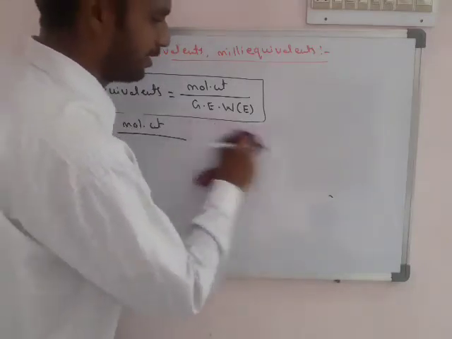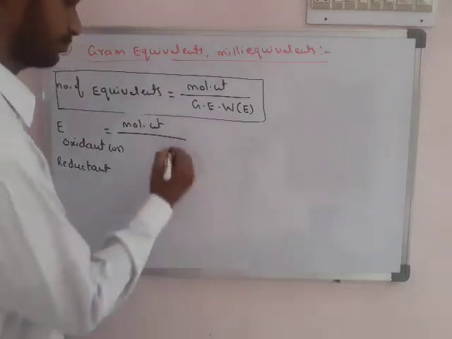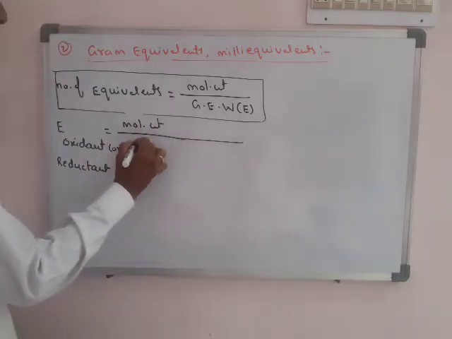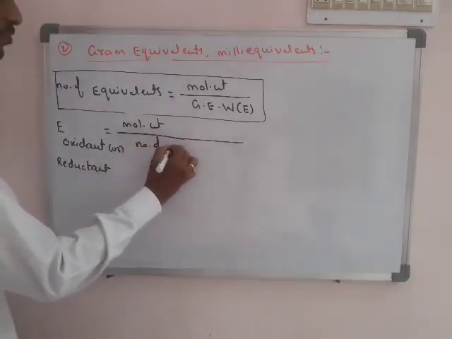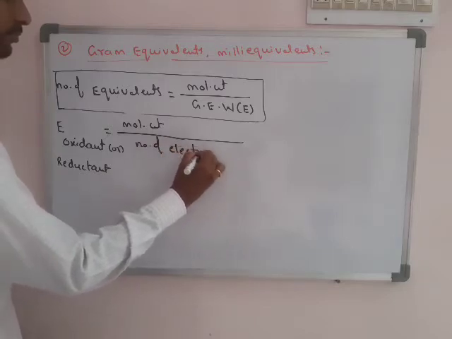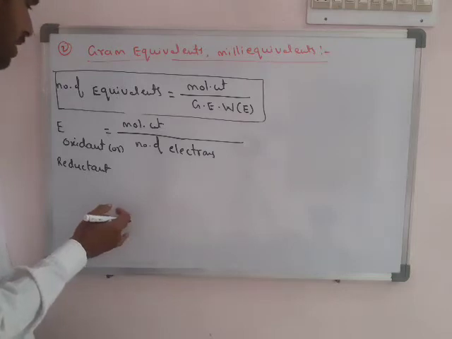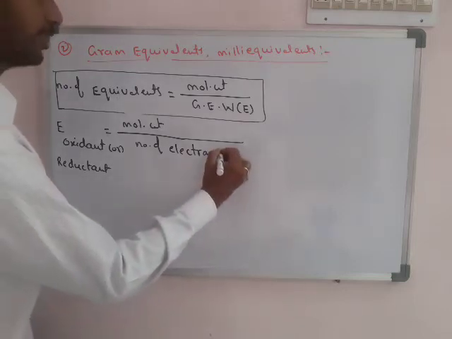So you have to write the formulas clearly in the introduction part. Equal to the number of electrons transferred, the number of electrons lost or gained.